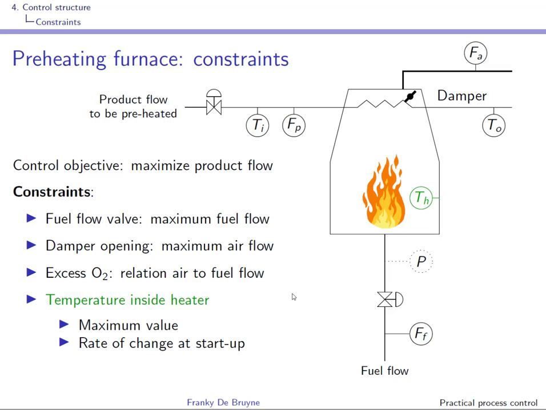And finally, there are constraints on the temperature inside the heater imposed by the constructor. So constraints on the maximum value, so the maximum temperature inside the heater, but also constraints on the maximum rate of change, and this is at the startup of the line, right? So there is a maximum increase of the temperature in a given time period.